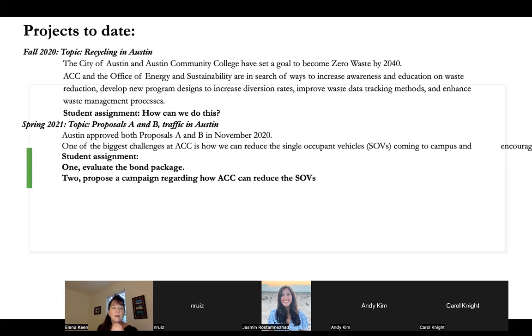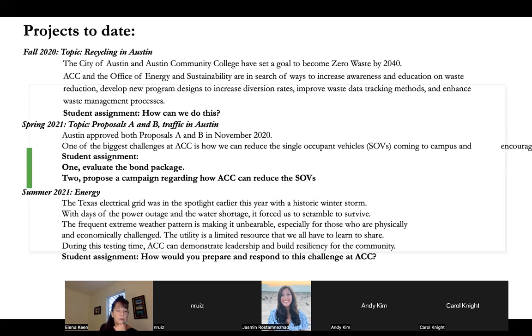The second one, in spring of 2021, we talked about proposals A and B and traffic in Austin, which we all know is a huge issue. Austin approved both proposals A and B in November of 2020. One of the biggest challenges at ACC is how we can reduce the single occupant vehicles, or SOVs, coming to campus and encourage students to use other modes of transportation. So the student assignment was, one, to evaluate the bond package, and secondly, to propose a campaign regarding how ACC can reduce the use of SOVs, which they did very well on as well.